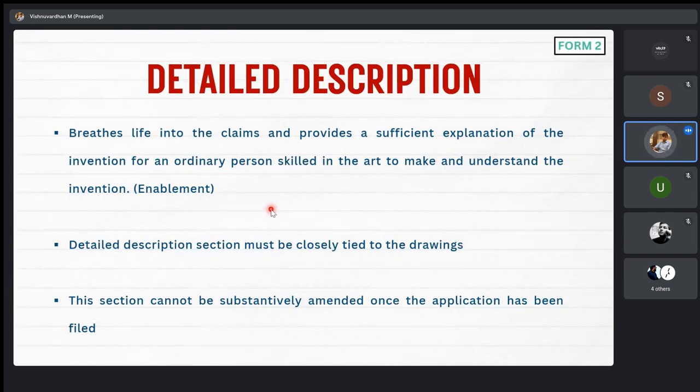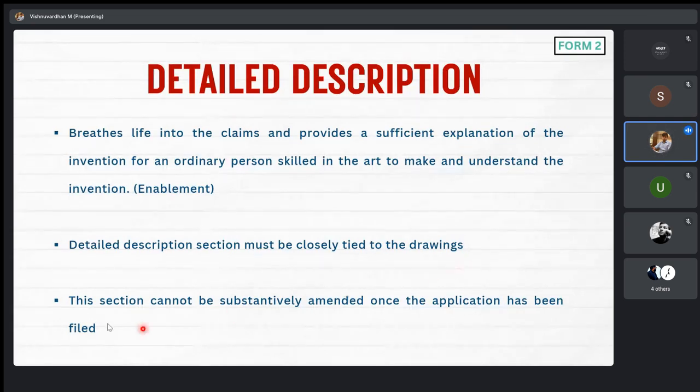Next, he can't do it. That's illegal because your patent protects that. But even though others can't copy it, it has to be this detailed so that the public knows what you're trying to protect. Okay. Then the detailed description section must be closely tied to the drawings. Of course, you can't have drawings of a laptop and then claim a mobile phone in your detailed description. It has to match what you're claiming in the drawings.